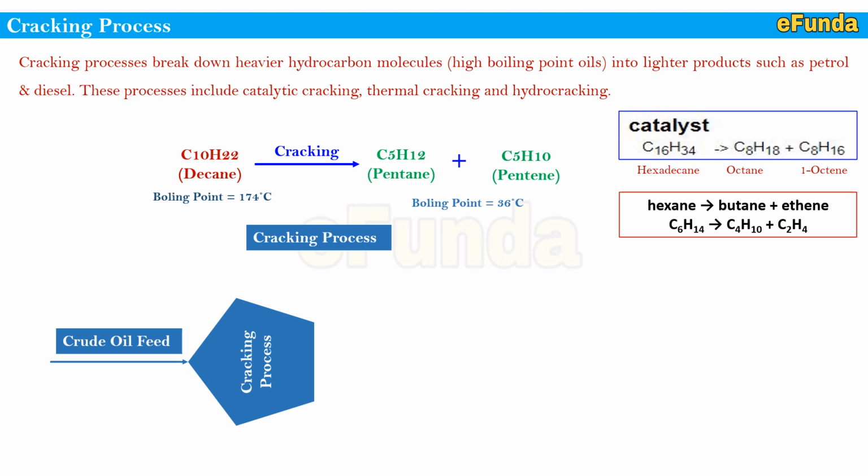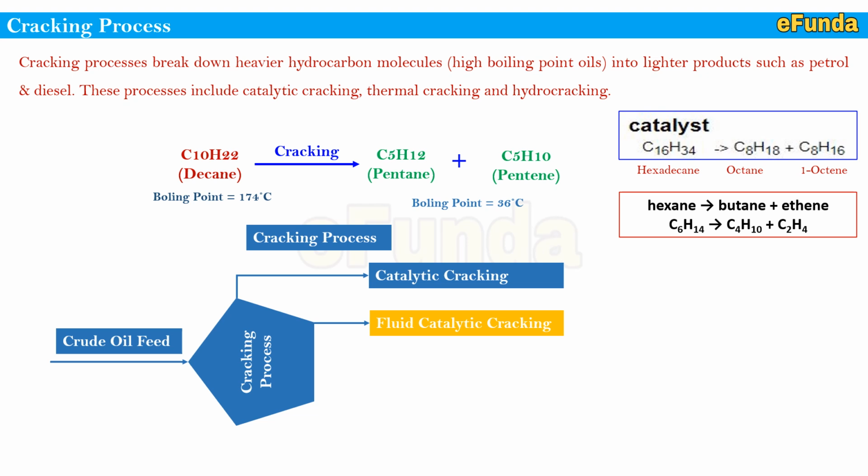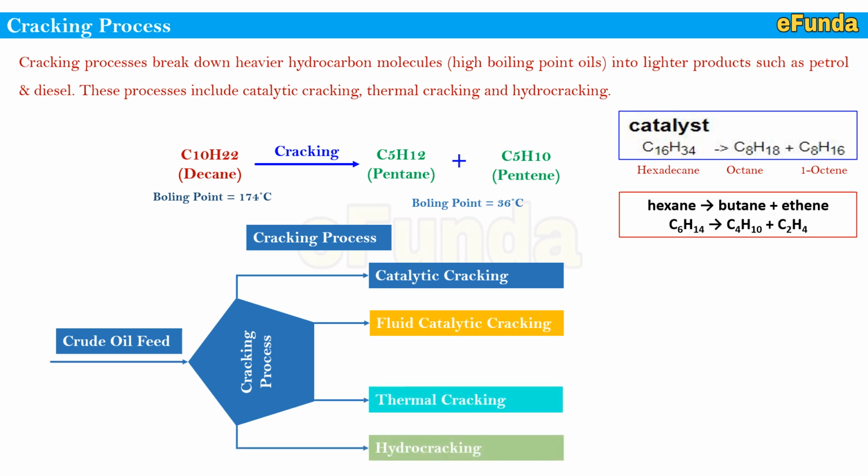The continuous process of cracking can be understood from the figure below, where the crude oil feed is coming to the cracking process, and the cracking process is further divided into catalytic cracking, fluid catalytic cracking, thermal cracking and hydrocracking. These are the steps of the cracking process. We will see them one by one in detail for our understanding.